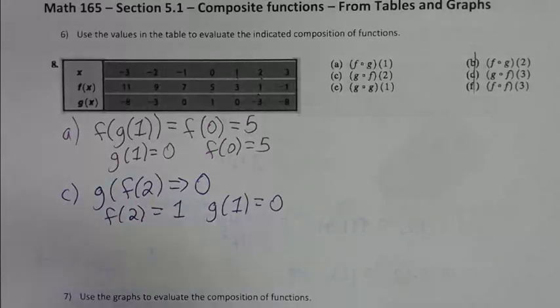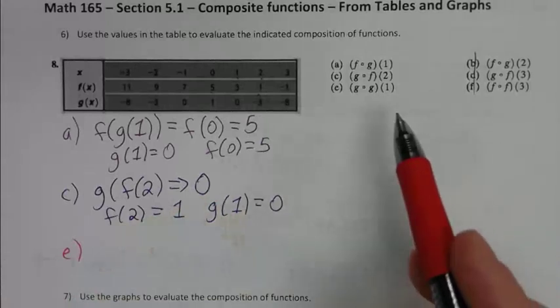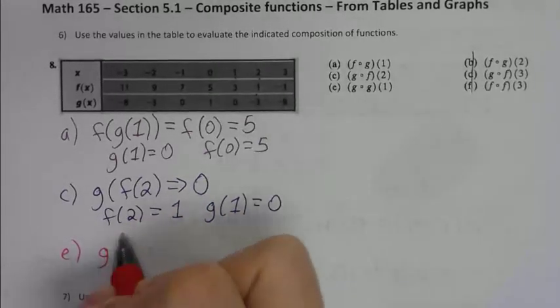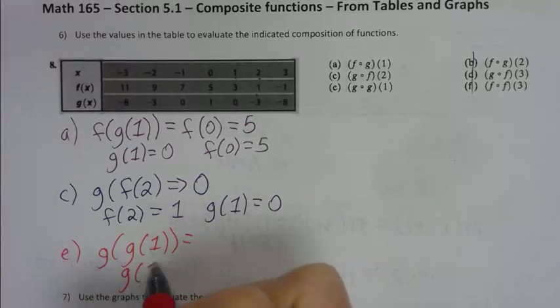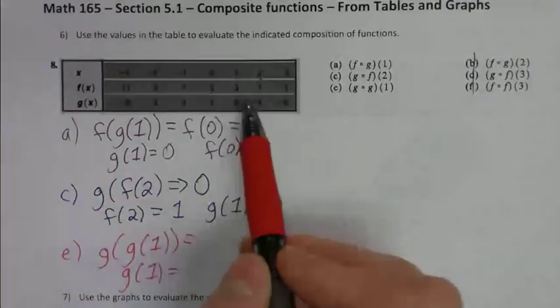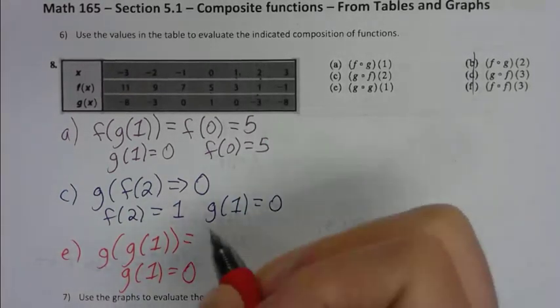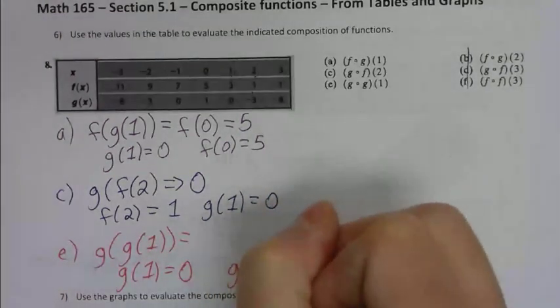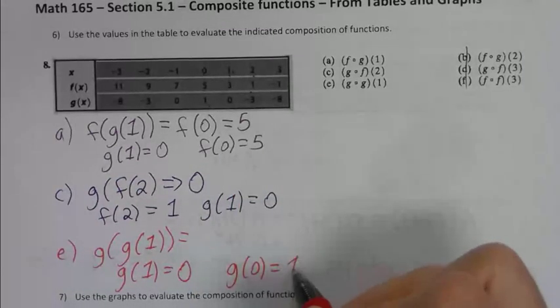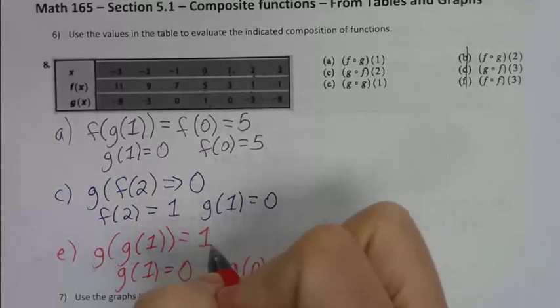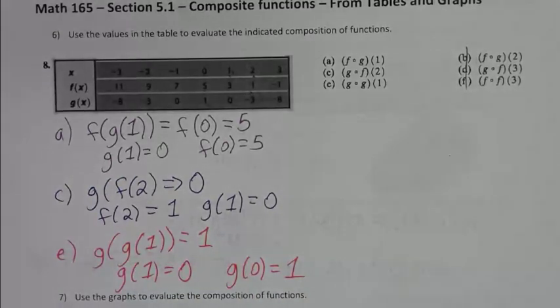And lastly, problem E, we will do as well. And so problem E is going to be g of g of 1. So we got to do g of 1 first. So let's go to x equals 1. g is 0. And then we're going to do g of that answer, which was 0. So 0 going down to g ends up being equal to 1. So this whole thing equals 1. And the other problems would work very similarly to those. So that's how you would do composition of functions using a table.